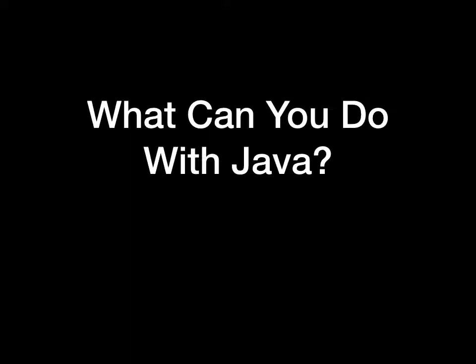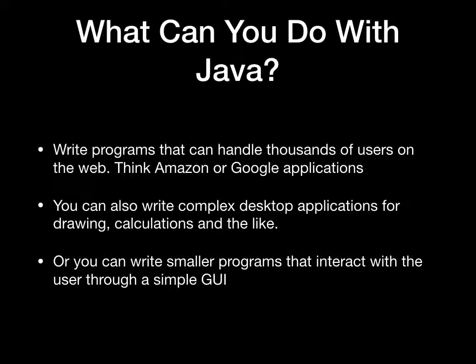So what can you actually do with Java? First of all, you can write many different types of applications. You can think of applications called web applications. So if you think of Amazon or Google, they have a lot of applications written in Java. You can also write complex desktop applications for drawing or calculations and the like, or you can even write just simple smaller programs that interact with the user through a simple interface.